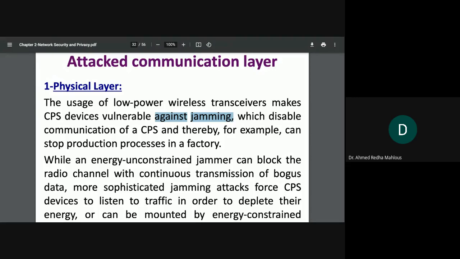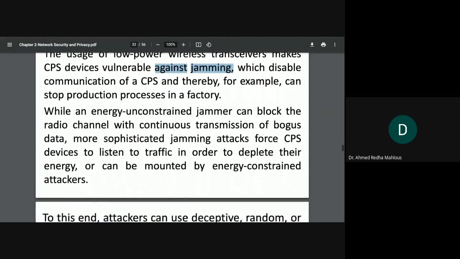Why is it not receiving? Because the channel that is used to send data from machine 1 to machine 2 is busy, because of what is known as a jamming attack. And when we talk about a jammer, we talk about an energy unconstrained jammer. What does that mean, Sir Shabab?